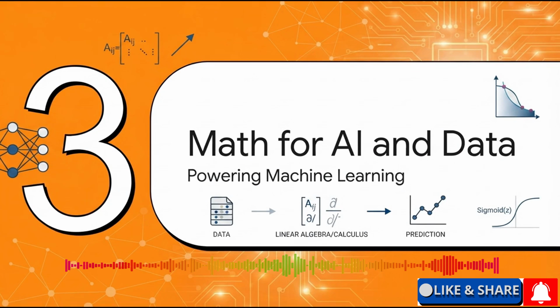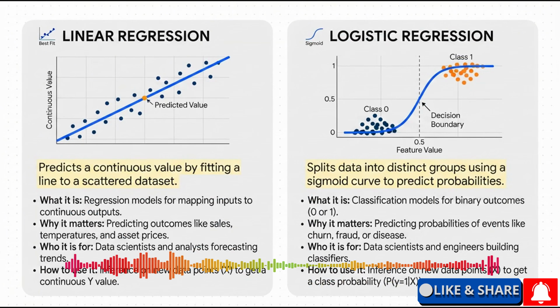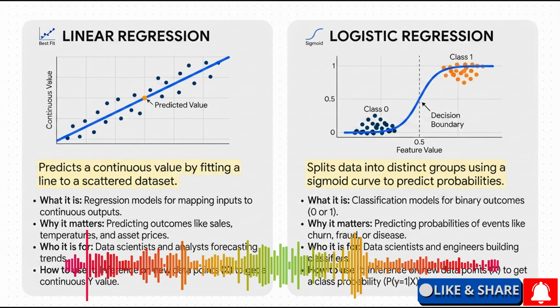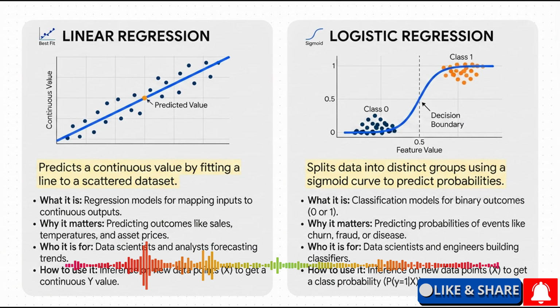Section 3. Math for AI in Data, Powering Machine Learning. We are now leaving the world of discrete math and entering the most advanced layer of our stack. This is where statistics and continuous math combine to power modern artificial intelligence. Because honestly, machine learning is really just a highly sophisticated way of doing statistics.